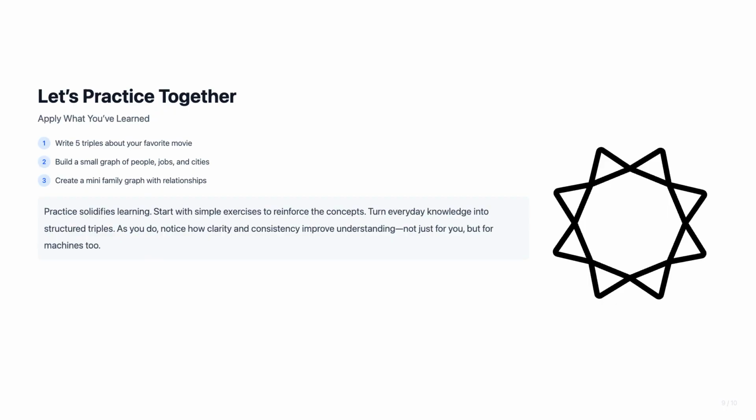For a bigger challenge, sketch a family graph using relationships like parent of, sibling of, or lives with. Use paper or a whiteboard to draw the connections. As you do this, notice how structured knowledge gives you a clearer picture than just listing facts. These exercises aren't just academic, they mirror how real AI systems are built. And if you want to keep practicing daily, try turning news headlines into triples. For example, scientists discover new planet becomes scientists discovered new planet. This habit will sharpen your ability to see the world in connected terms.